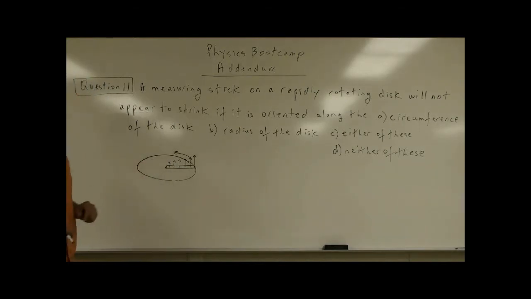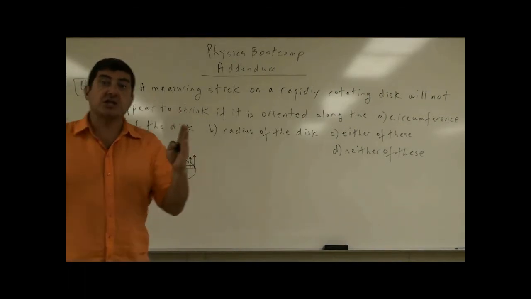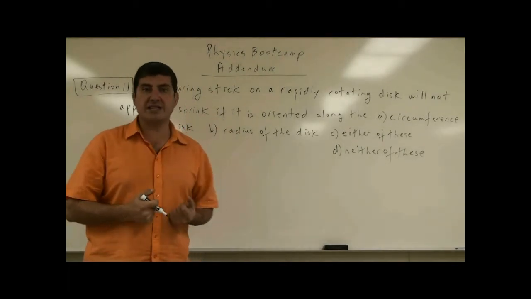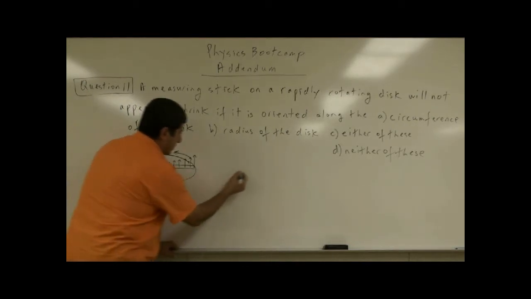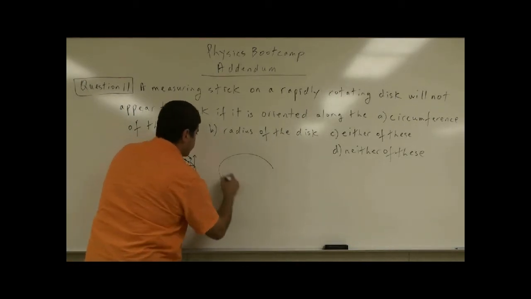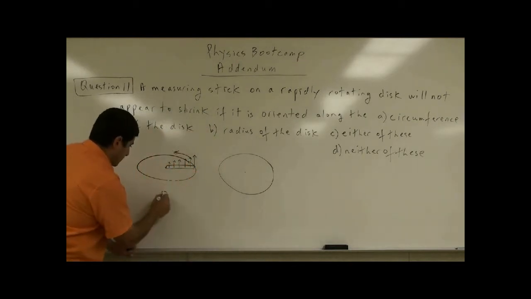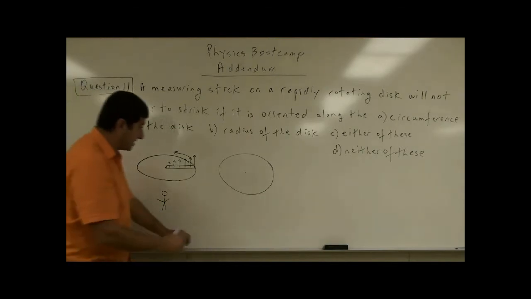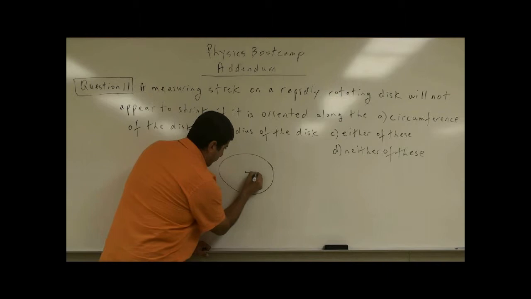So just like we were saying in the previous questions, the dimension parallel to the direction of travel is the one that is contracted. So the width will be contracted, so it will appear like this. From a person in a stationary reference frame, it will appear as if the width of the ruler is contracted, so it will appear like this.